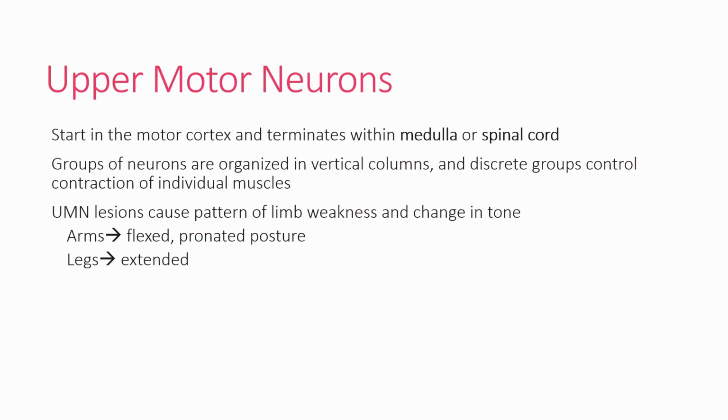Upper motor neuron lesions will cause a pattern of limb weakness and change in tone. So you have to know the differences between an upper motor neuron lesion and a lower motor neuron lesion. They have different symptoms. Lower motor neuron, immediate flaccid paralysis, because you sever the nerve, the lower motor neuron, and nothing's communicating. With an upper motor neuron, the arms will be flexed and pronated. The legs are extended.